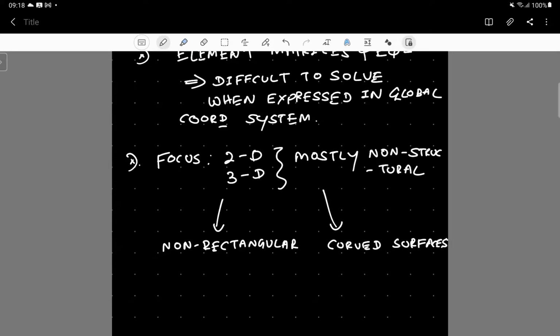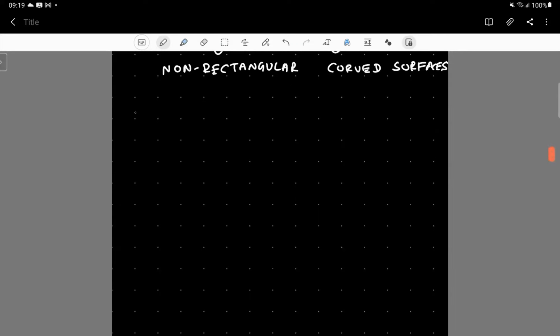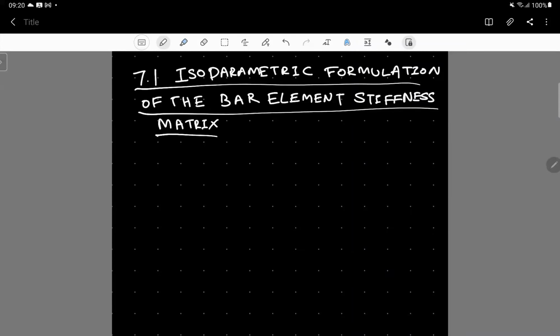But in order to get an understanding of this method, it's important to look at a simple bar element. Let's try to derive the bar element stiffness matrix and develop it using isoparametric formulation, to get a clear understanding of what's really happening behind this system. So first, let's consider the isoparametric formulation of a simple bar element, okay?